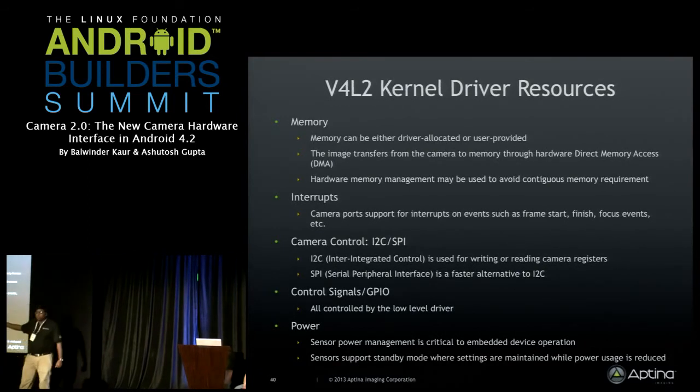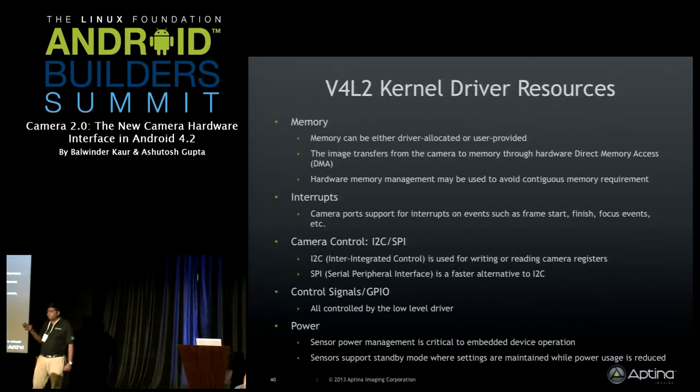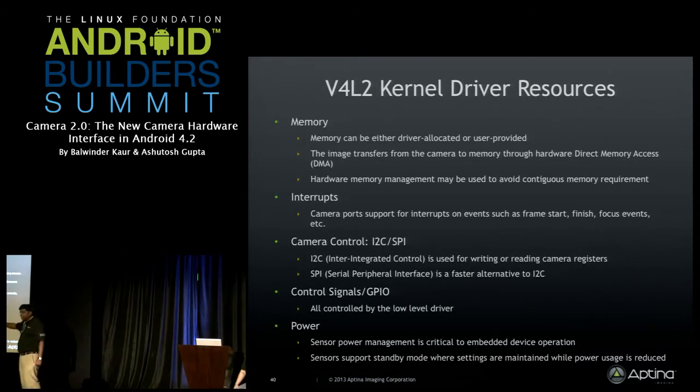Camera hardware control. Normally the camera hardware is connected on peripheral buses such as I2C and SPI. I2C is the most popular one. Still it is being used to control the maximum number of camera hardware. SPI is the faster alternative to it. And there are GPIOs again. GPIOs are basically used to connect the reset pins and all other standby interfaces for the camera hardware.